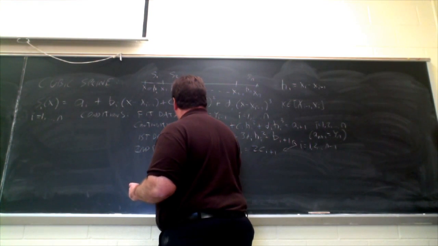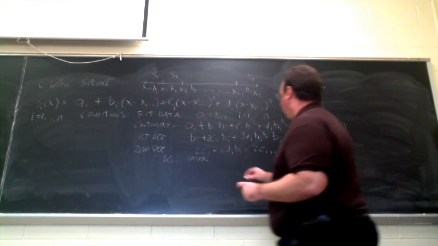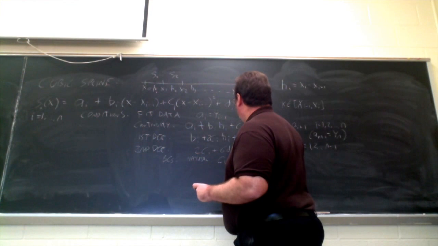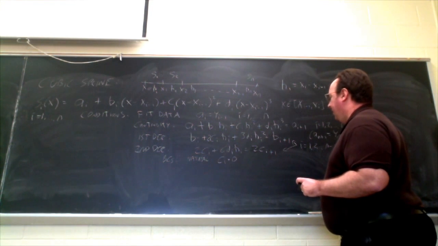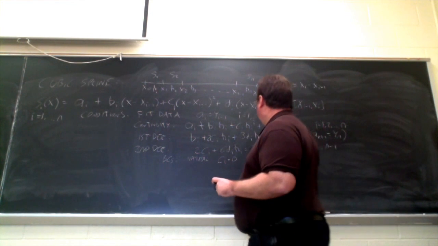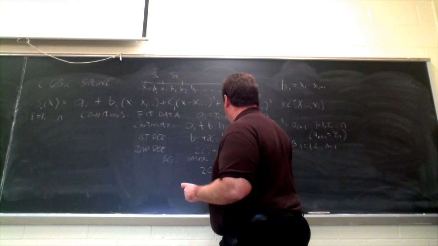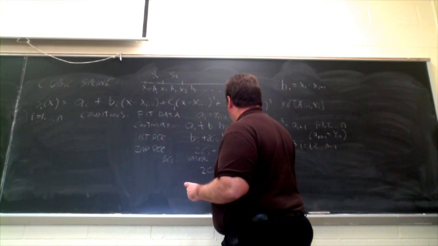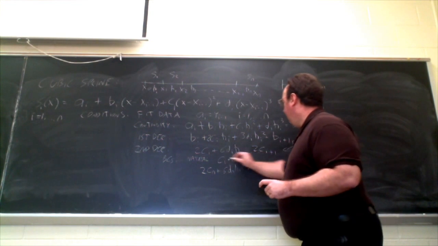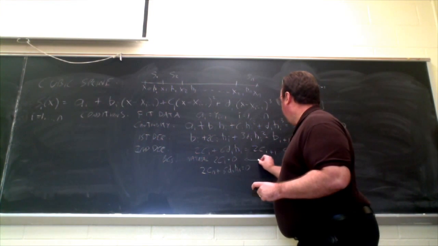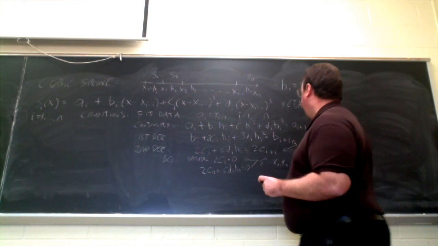Okay, so there are natural boundary conditions, which say the second derivative is 0 at the endpoints. So that says that c1 is equal to 0, and also 2c_n plus 6d_n h_n is equal to 0. So these are S double prime at x0 and xn, the endpoints.